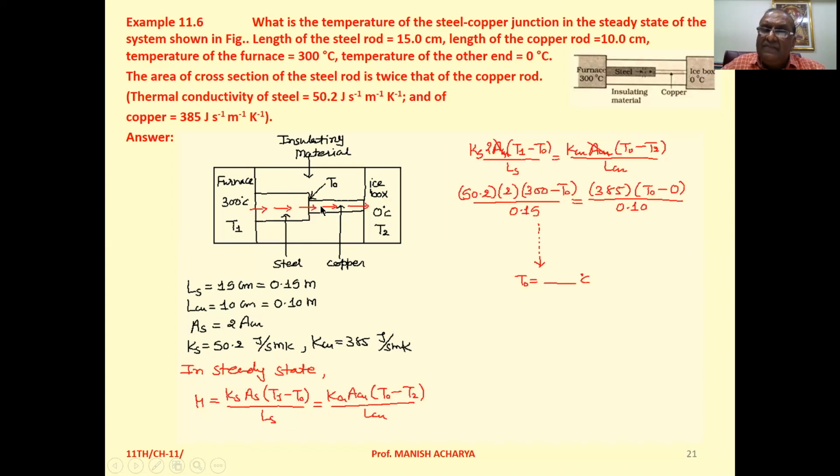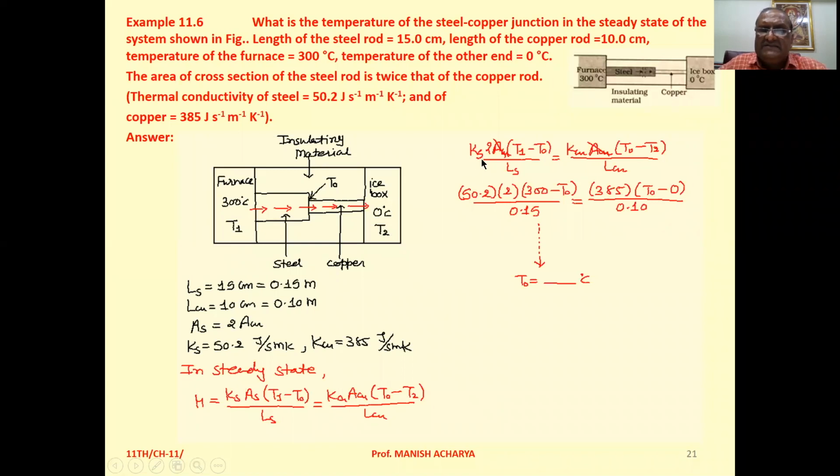But the same amount of heat current is flowing through the copper rod also. So we can write that H equal to K copper, A copper, into the temperature difference between two ends of the copper rod. One end is at temperature T0, the other one is in the ice box, say it is temperature T2. So we can write (T0 minus T2) upon length of copper. Clear to all of you?